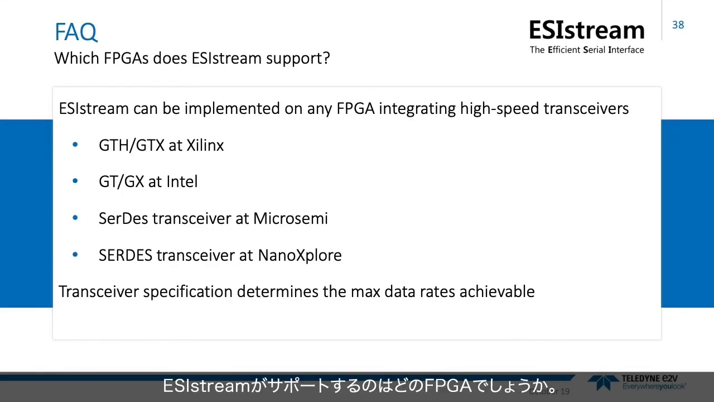So what about the FPGAs that ESIstream supports? Well, in fact, ESIstream can be implemented on any FPGA that has available high-speed transceivers. That includes the GTH and GTX from Xilinx, the GT and GX at Intel, and the SerDes transceivers available from Microsemi. The transceiver specification determines the data rates that can be achieved in all cases. So the limiting factor is always down to the capability of the transceiver circuits.